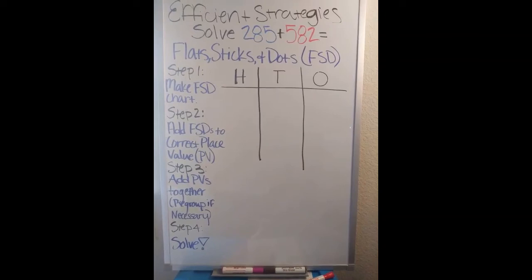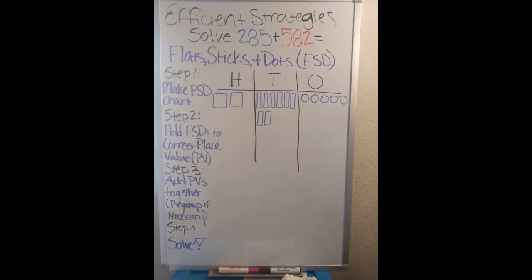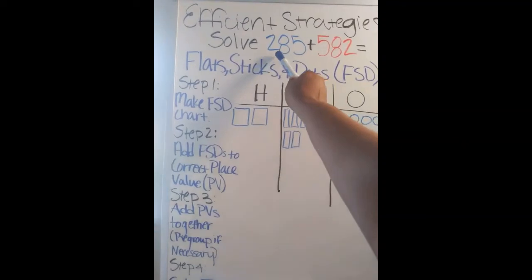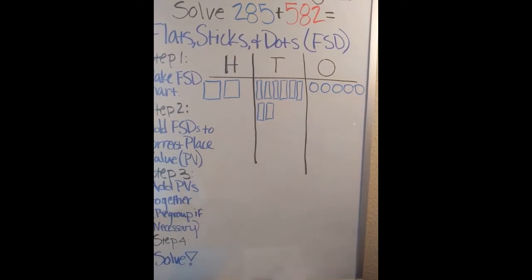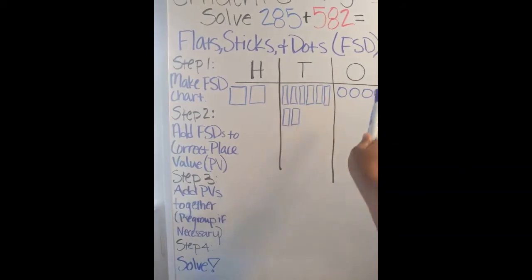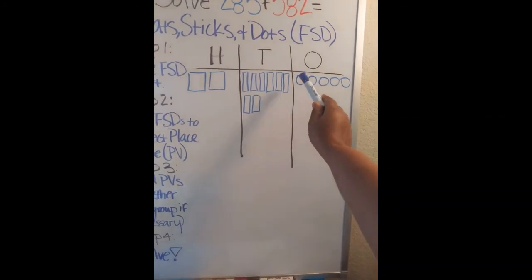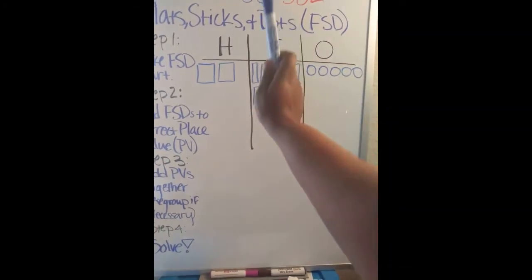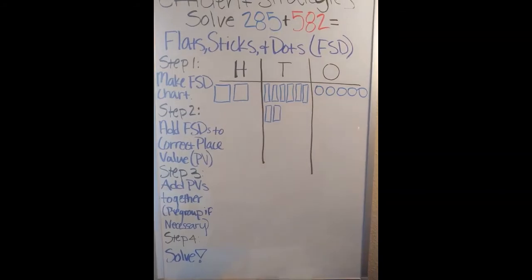Let's start with 285. We have added our 285 worth of flat sticks and dots to our flat sticks and dots chart. I've used a blue marker to help us understand that 285 will be in the blue, right? So when we're adding our flat sticks and dots to the chart, we want to start with our ones place, then our tens place, then our hundreds place. So we have 1, 2, 3, 4, 5 ones. We have 1, 2, 3, 4, 5, 6, 7, 8 tens, and then we have 1, 2 hundreds. So 285 is completely in the chart.